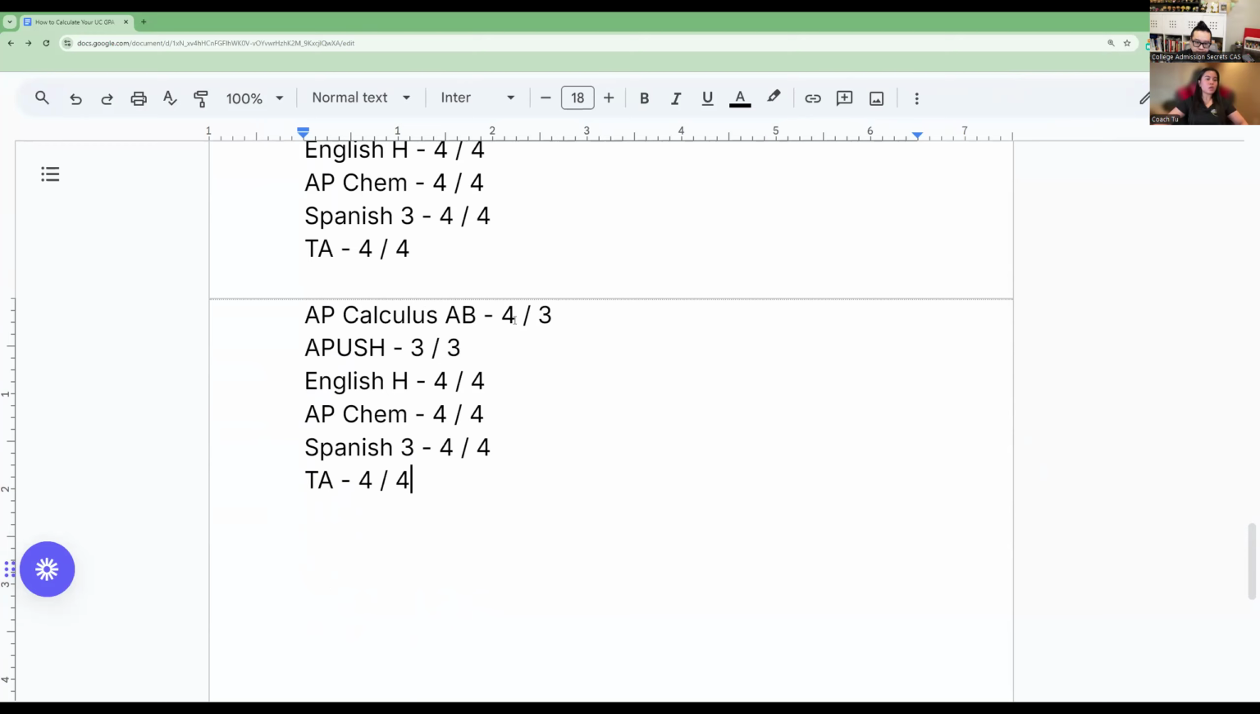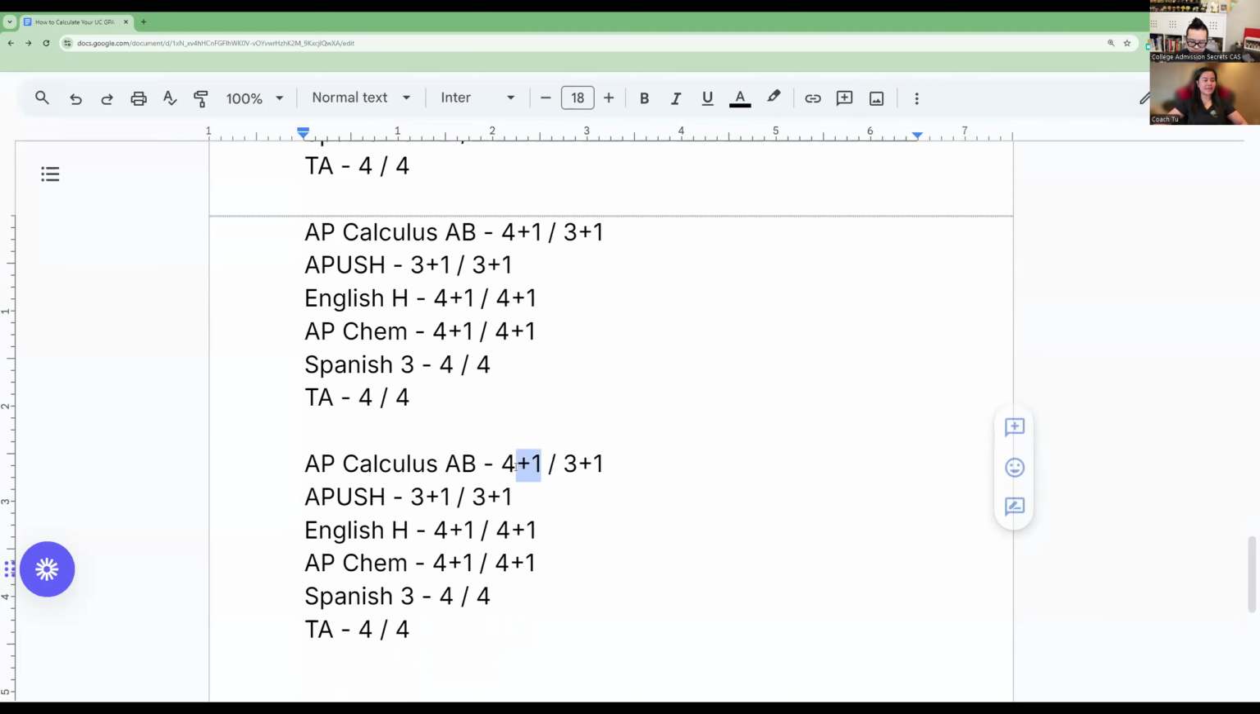The next step is for us to add honor points into this GPA. On here, it looks like we have 4 rigorous classes taken. So AP Calculus gets +1, and this is per semester: +1 on the first semester, +1 on the second semester. AP US History also has +1 for both semesters. English Honors will also have +1 on each semester, and AP Chem will also have +1 per semester. The only ones that will not get +1 are Spanish 3 and TA, because these are not rigorous courses.